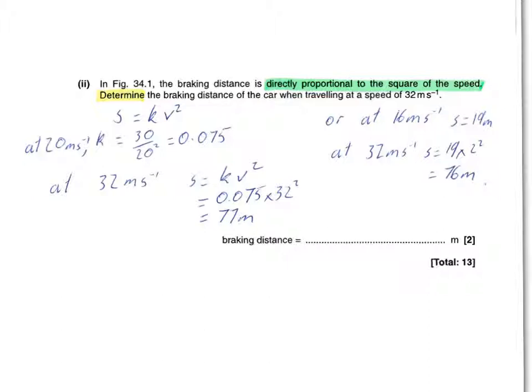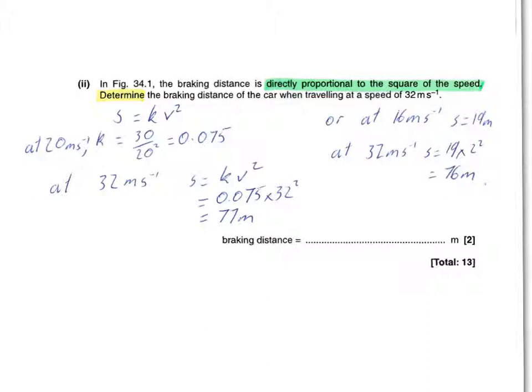Now, if I'm told that displacement, the braking distance, is proportional to the speed squared, I can rewrite that as displacement is some constant times v squared. We've already looked up that when v is 20 meters per second, s was 30 meters, so k would be s divided by v squared. So there's the 30 meters divided by 20 squared, and it turns out to be 0.075. Now I can use that same equation, s equals kv squared, with v equals 32. There's the k I've worked out, 0.075 times 32 squared. Put that through your calculator, you should get 77 meters.